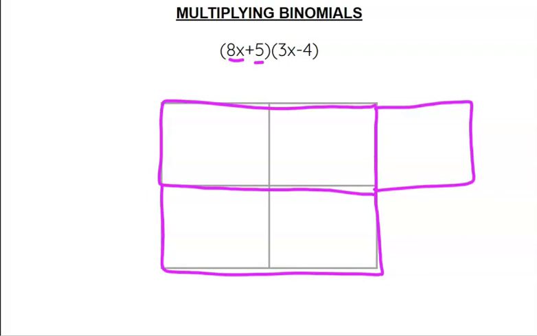You might not have needed it when we did the polynomials. You could have just used that distributive property, but I really highly encourage you to make sure you use the box method to ensure that you do all of the multiplication required to correctly multiply binomials.